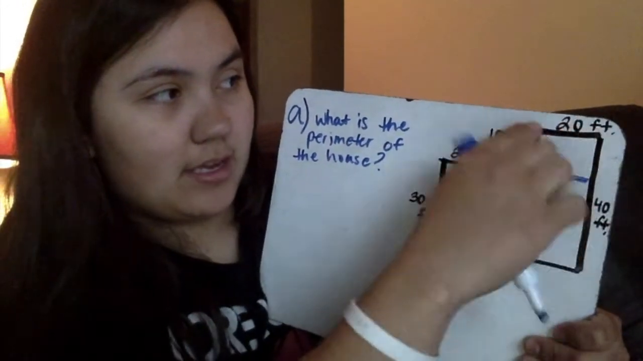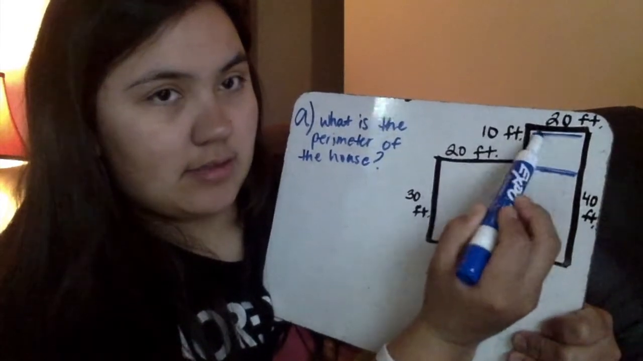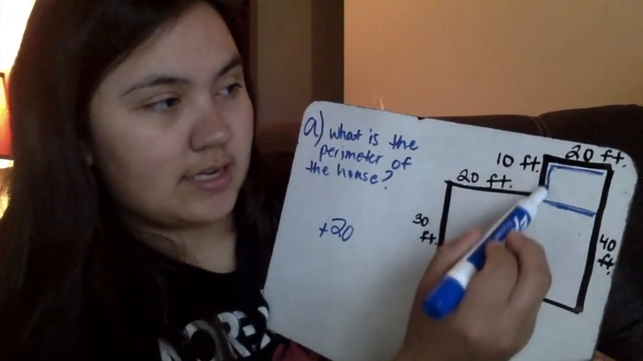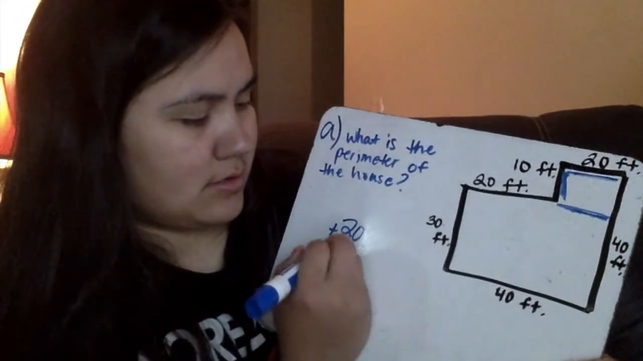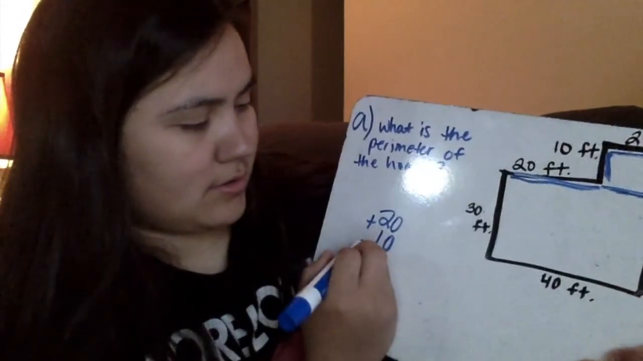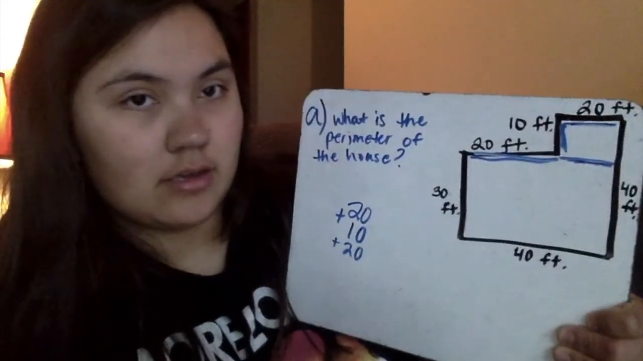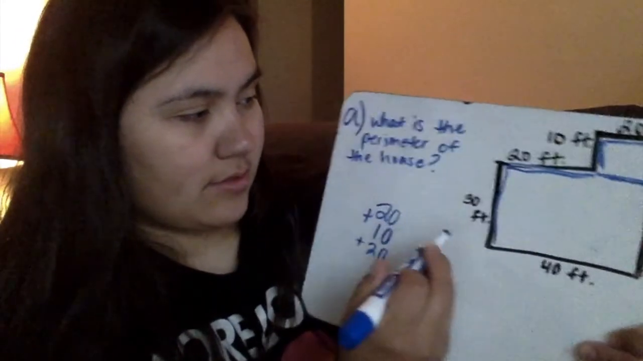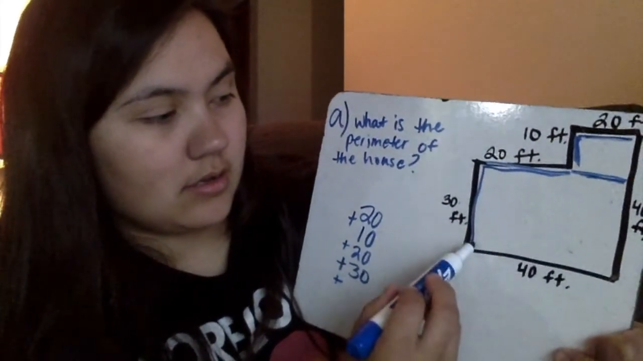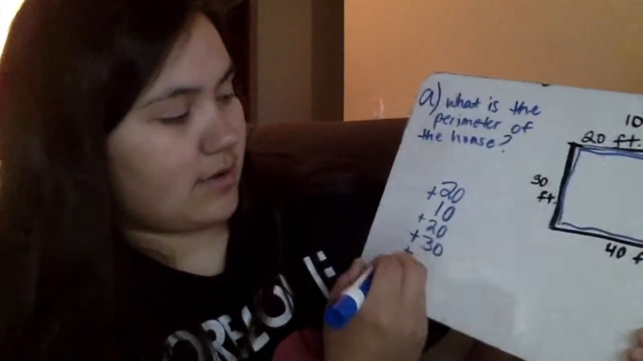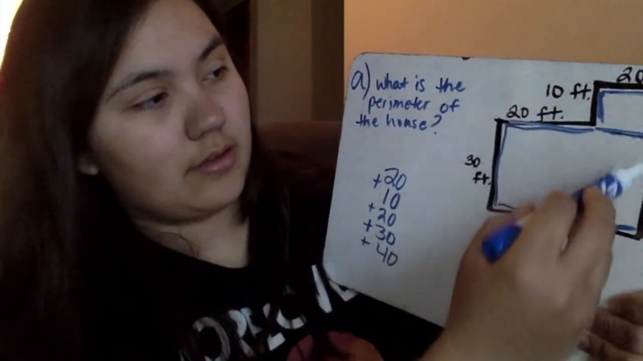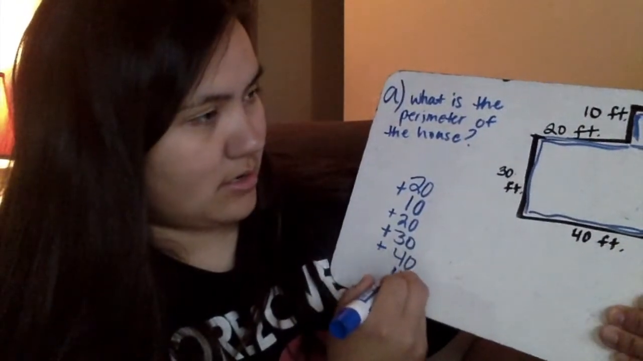So we've got 20 feet along this length, plus we've got 10 feet here. Then we've got 20 feet again. And then going down, we've got 30. And then going across on the bottom, we have 40. And then this long length all the way from the top to the bottom is 40 again.